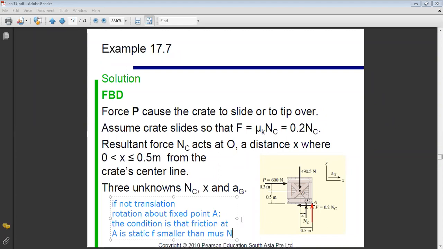Okay, so here this is my new condition: to verify that friction is smaller than mu s N. If it's not the case, then I will say no, I cannot have rotation about a fixed point. I will have general motion. So in case I assume rotation about a fixed point, my additional unknown will be the friction. The friction is unknown. I will call it f. But I should verify at the end that it is smaller than mu s N. So they should give me in the problem the value of mu s. So my unknown now is f.